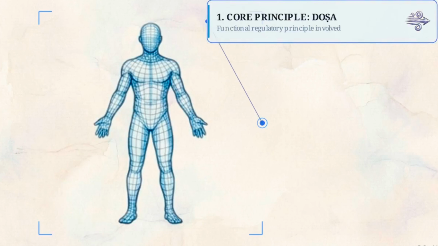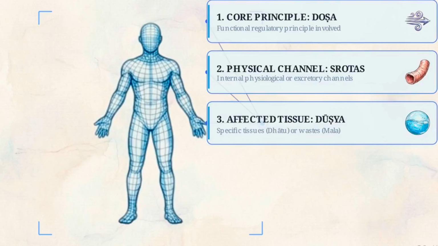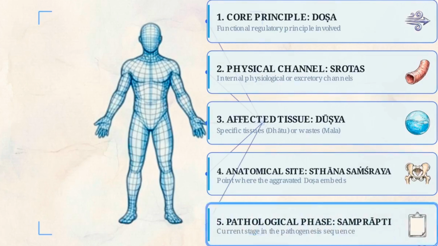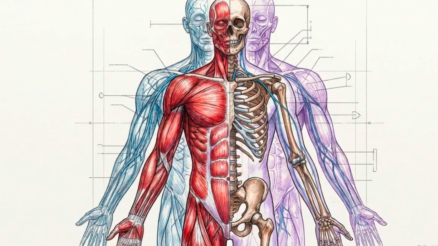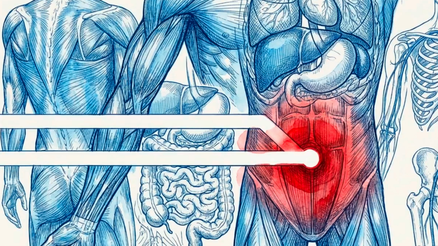Which dosha, which srotas, which dushya, where is the localization, and what is the exact stage of samprapti? Only when all 5 variables of this matrix are solved can an accurate intervention begin. Ayurveda operates on strict physiological logic. It relies entirely on the precise mapping of functional subsystems, strict baseline differentiation, and tracing the exact path of localized pathogenesis.